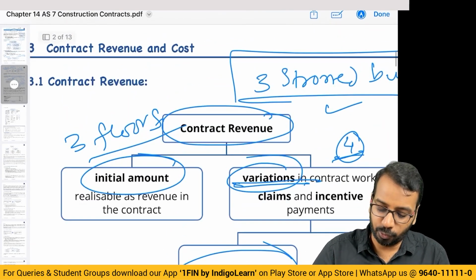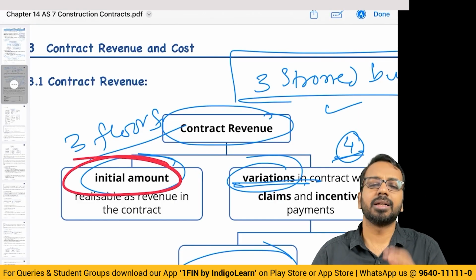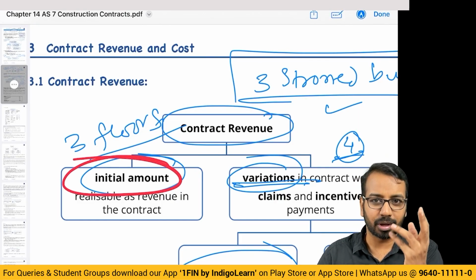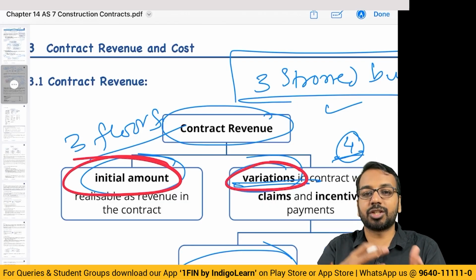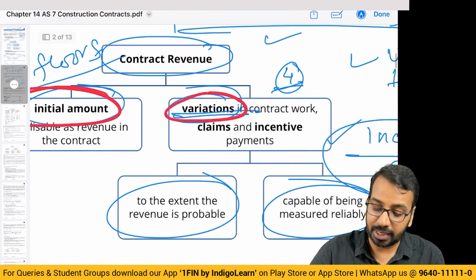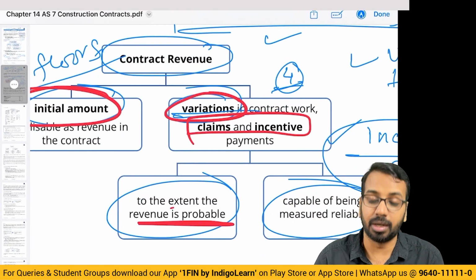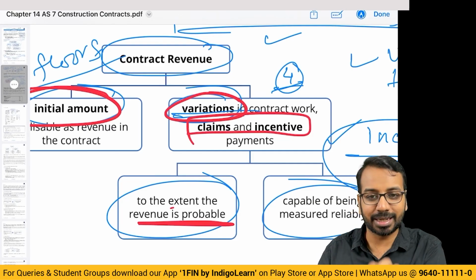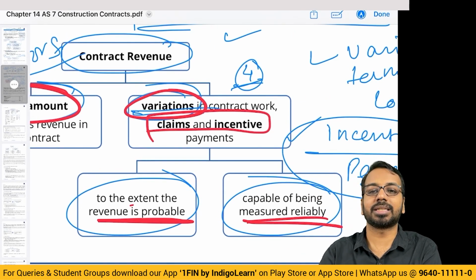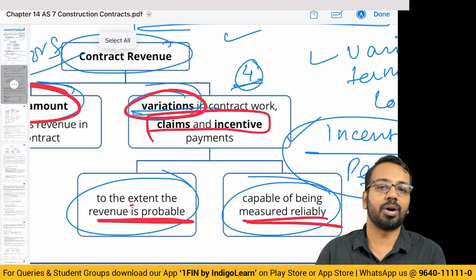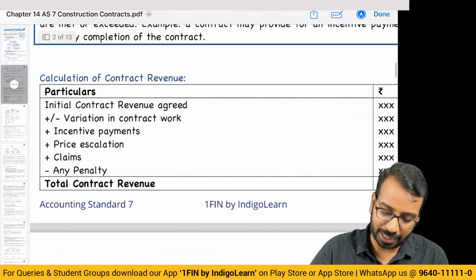So in revenue, whatever initial amount you have agreed, this you will take directly. There is no confusion on that. And variation also, as and when there is a variation which has been agreed, that you will include. When it comes to claims, incentives or penalties, you will see whether it is probable. Will I complete on time to be entitled to the incentive? And can I measure it reliably? If these two conditions are satisfied, that also gets added to the contract revenue. Okay, so this is the first part. So how do we calculate contract revenue?